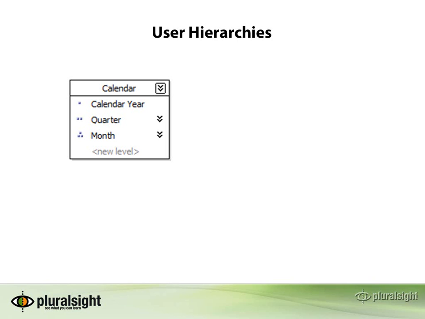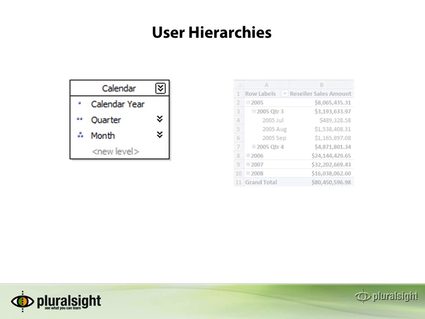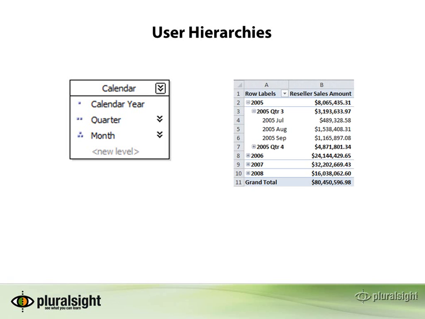When the user selects this hierarchy in a browser, such as Excel as an example, the user can drill from one level to the next. Here we see 2005 at the calendar year level, which is expanded to show the quarter level. Then quarter 3 has been expanded so we can see the month level of the hierarchy.